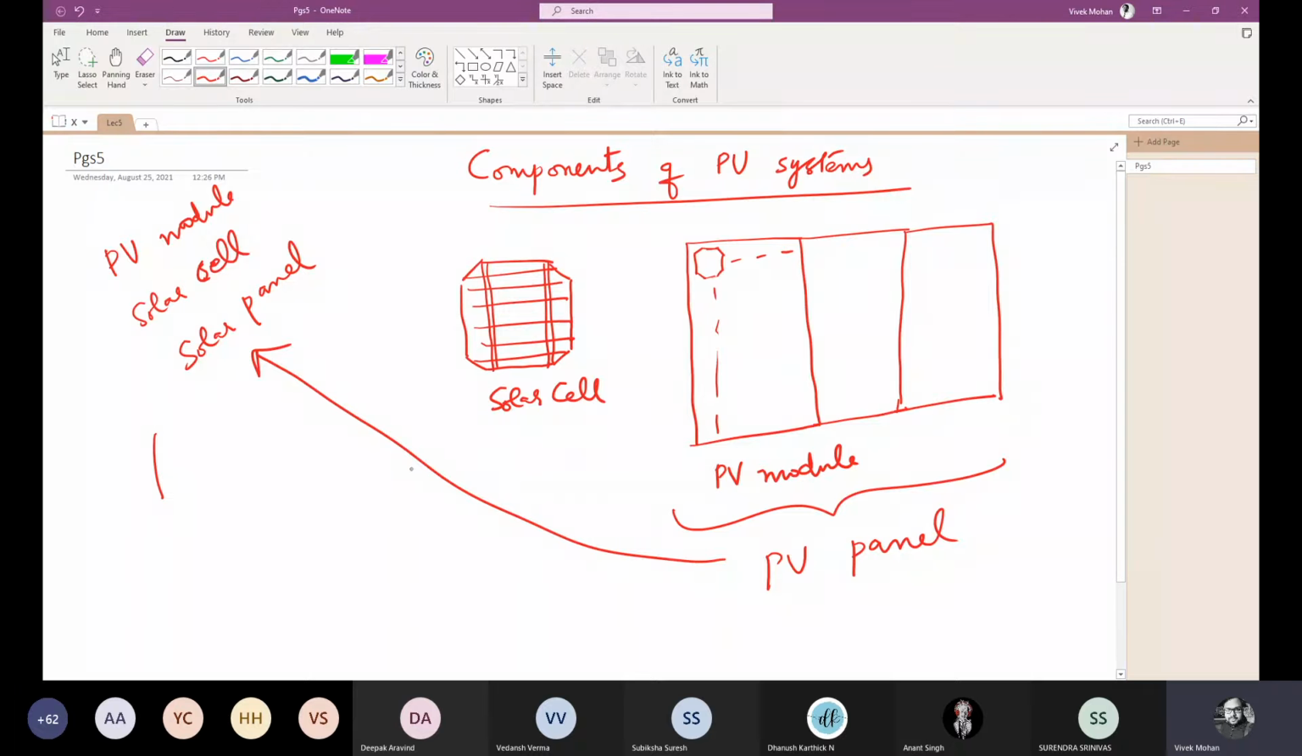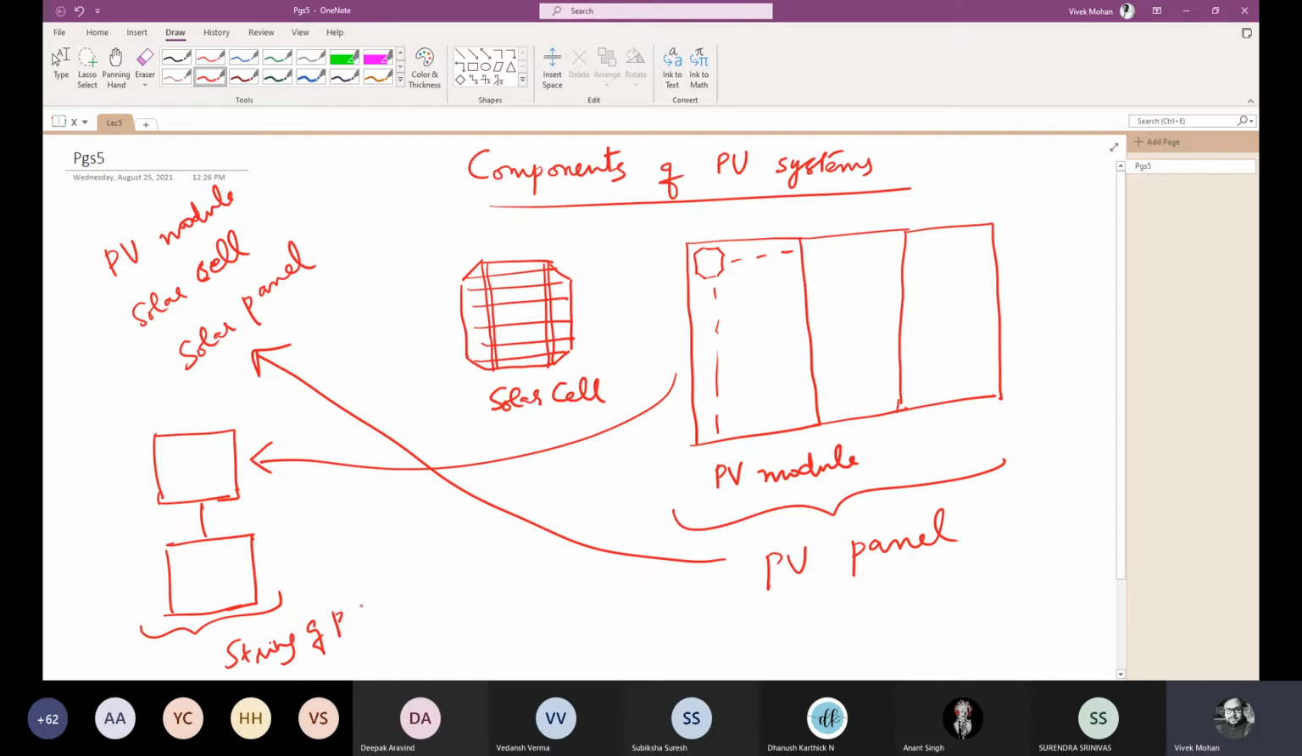So this is one such block. If they are connected in series and parallel combinations, then you can form a PV array. So this is a string of panels, a string of panels forming a PV array.